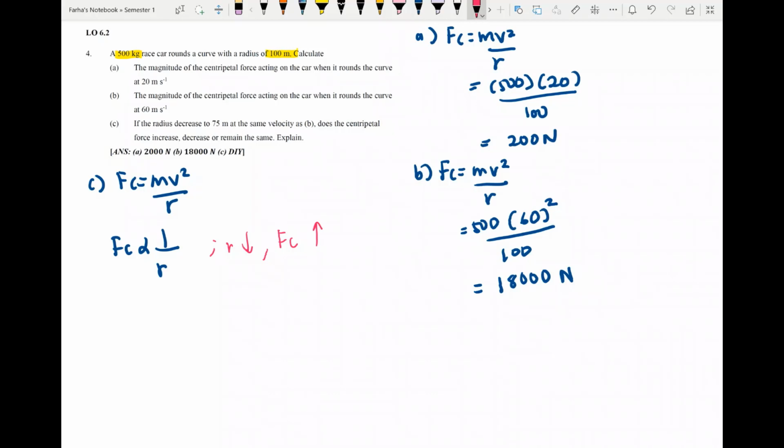Okay, tapi awak jangan state macam tu lah, awak tulis lah dalam perkataan panjang dia. Centripetal force will increase. Okay, because Fc is inversely proportional with the distance.